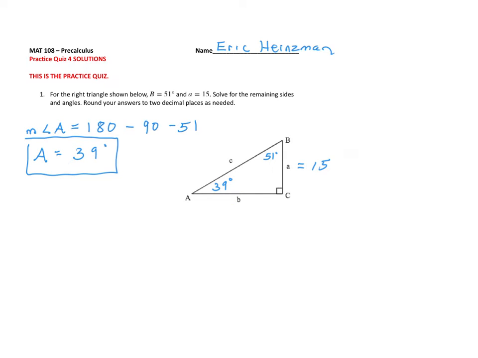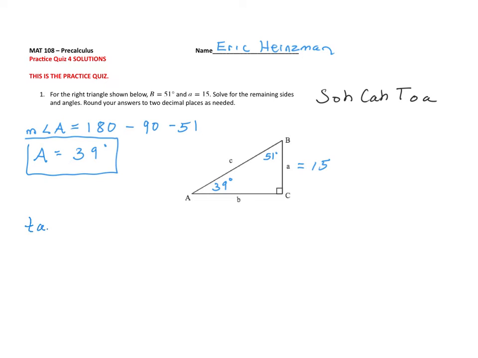I'll just maybe write off to the side SOHCAHTOA, as a nice reminder for what sine, cosine, and tangent are, their definitions. I'm going to use tangent. Tangent of this angle is the opposite over the adjacent, meaning the only thing that I won't know is what the length of side B is equal to. So tangent of 39 degrees is equal to 15 divided by B. So I'll write that down next.